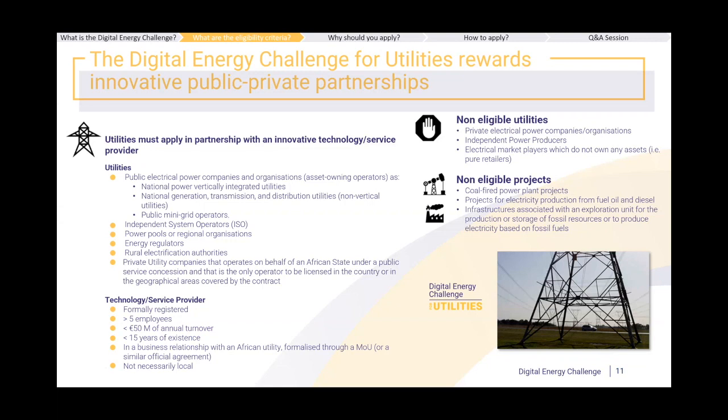On the other side, the technology and service provider. First, it needs to be formally registered to have a legal existence. The technology or service provider must have more than 5 employees, less than 50 million euro of annual turnover, and less than 15 years of existence. The idea here is that it's the only part in terms of eligibility where it can be technology or service providers that are not necessarily located in the country of the project or not necessarily located in Africa. We're really looking at an entity that can bring an innovation to the utility and bring something new in terms of deployment of digital innovation in the energy world to a specific partner, and the partner brings this local component.